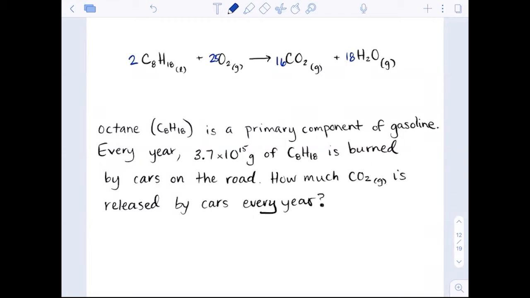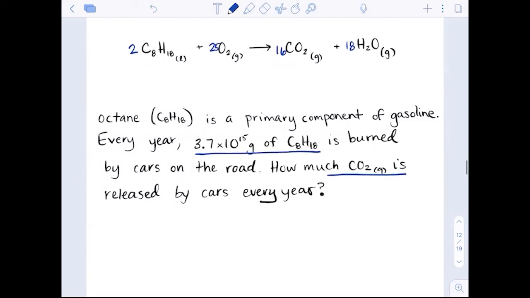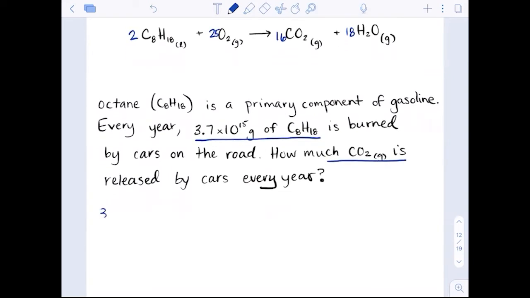So when we look at this question, this is a typical question that can be solved by stoichiometry. If we have an amount that we start with, and it reacts to form carbon dioxide, we can say how much carbon dioxide is actually released. So let's walk through this one.